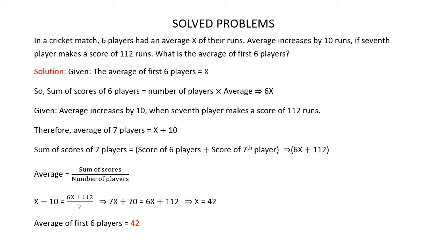So substituting all these values in the formula, we get x plus 10 is equal to (6x plus 112) divided by 7. On cross multiplication, we get 7x plus 70 is equal to 6x plus 112. On solving, we get x is equal to 12. Now x is nothing but the average of the first 6 players. So the average of the first 6 players is 42.